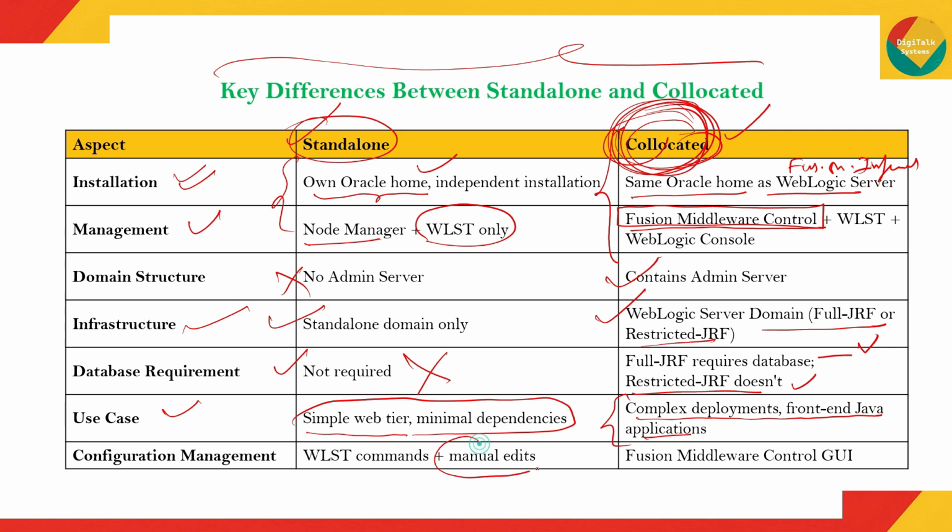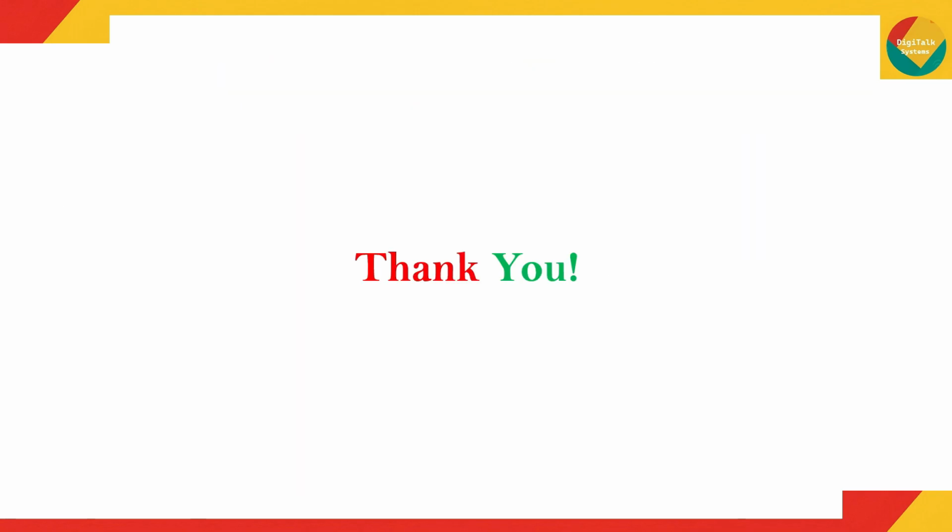Configuration: as I said, in standalone we do not have the middleware console tool, so it is a manual edit. You need to edit the file in the staging directory, which will be replicated to runtime on start. But in co-located, we have the Fusion Middleware Control tool to start, stop, and configure the OHS. So these are the major differences and important functionalities that you should be aware of.